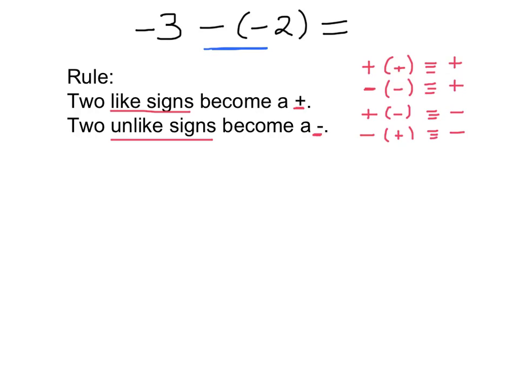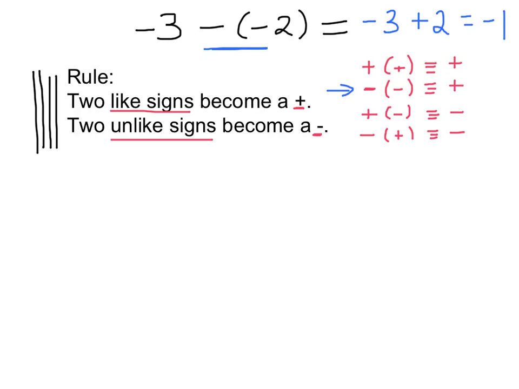So I can rewrite that using this rule here, right? A minus and a minus will give me a plus. So I can rewrite this as minus 3 plus 2. And now this can be done fairly easily. Minus 3, add 2 to it, you're going to get minus 1. So this rule that I just wrote down is very important and of great value to you.